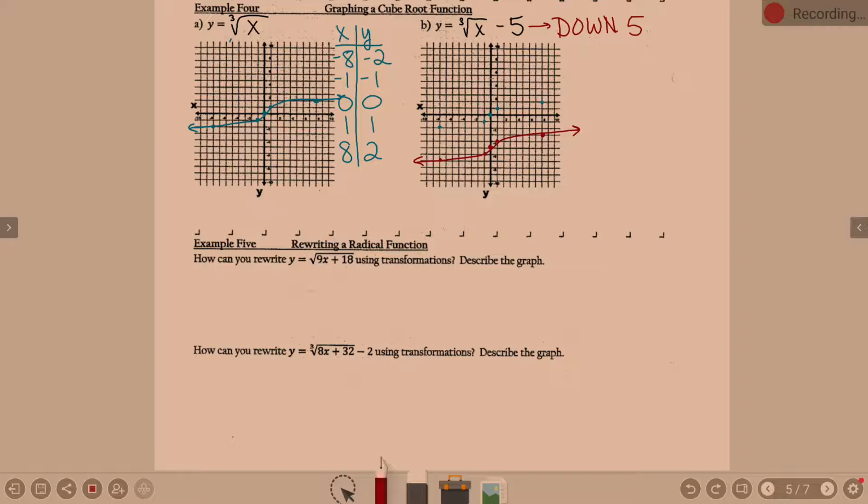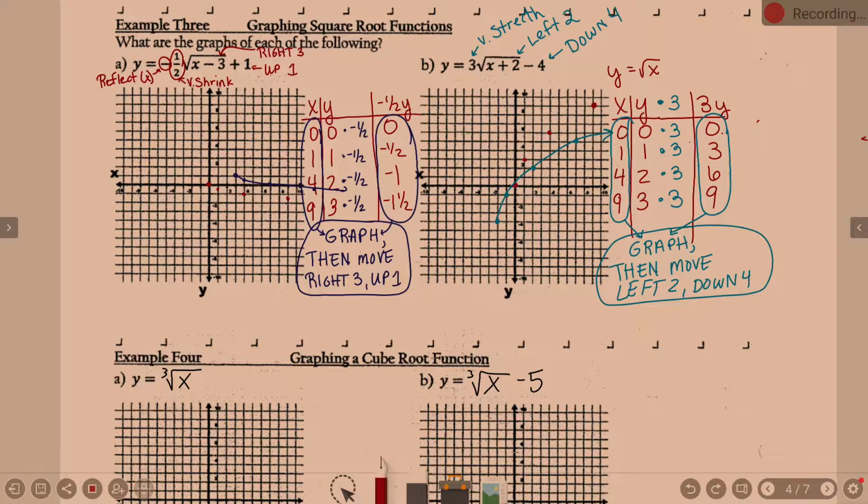Okay. One more section, and that is example 5. As we talk about example 5, it talks about rewriting a radical function. So these other functions we've seen, especially up at the top of the page at example 4, are in great forms to graph. I know what's going on. As I look at this graph, I see a square root of x. I know there's a +2 that tells me to go left, there's a -4 that tells me to go down, there's a 3 that tells me to stretch.